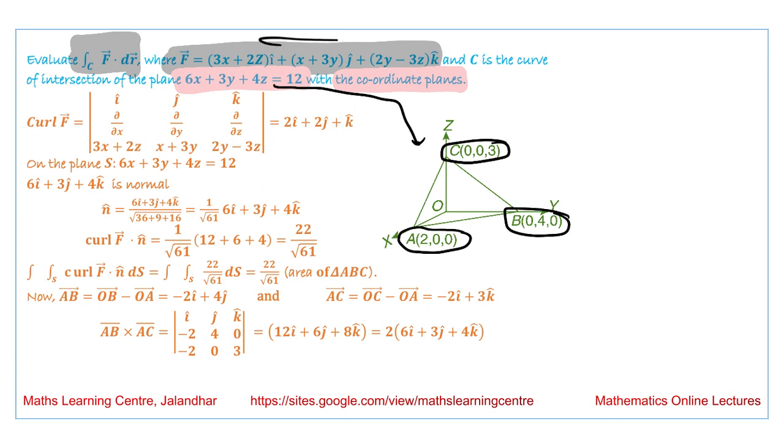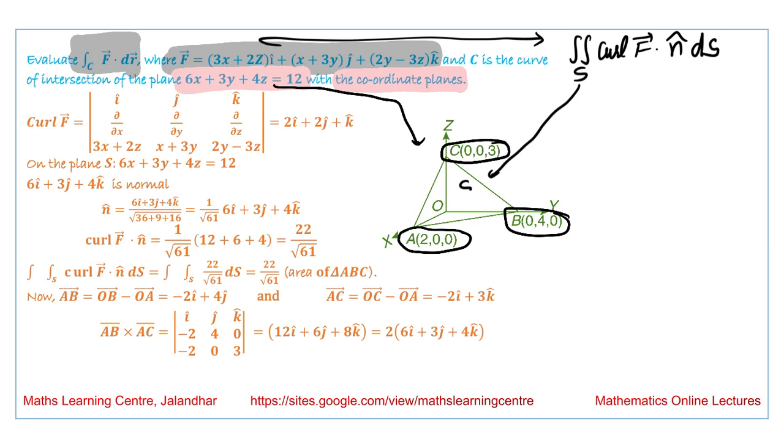Now to evaluate this integral, we are using the Stoke's theorem. So it means we have to calculate double integration curl of f vector dot n cap into ds over the surface S, where S is the surface of this plane. Now if we calculate the value of curl of f vector, we are talking about this determinant. The answer we have obtained, the calculations you can see, it is 2i cap plus 2j cap plus k cap.